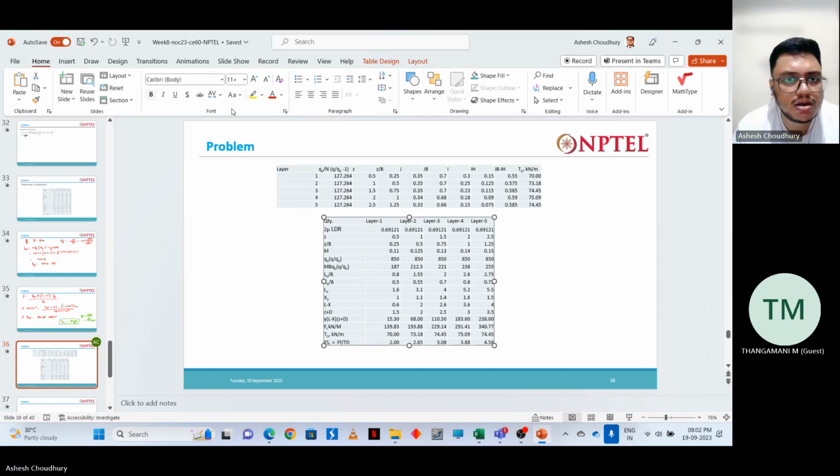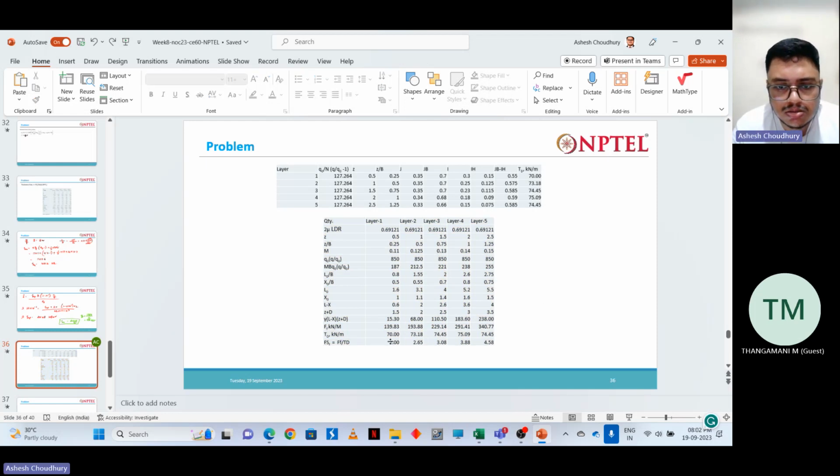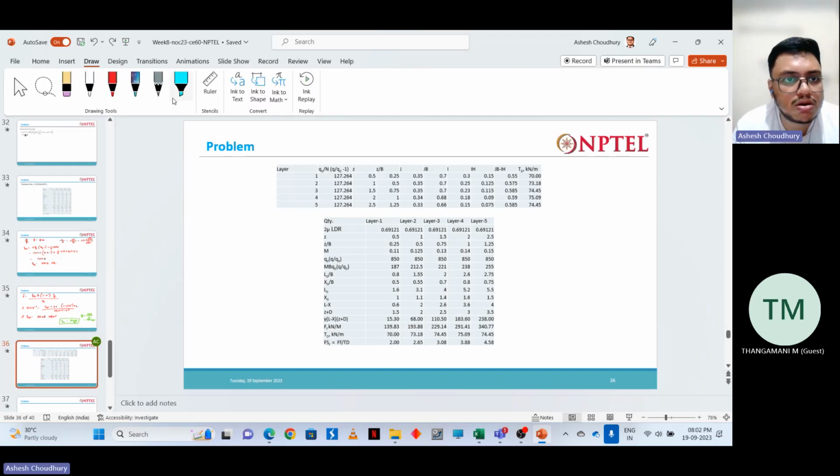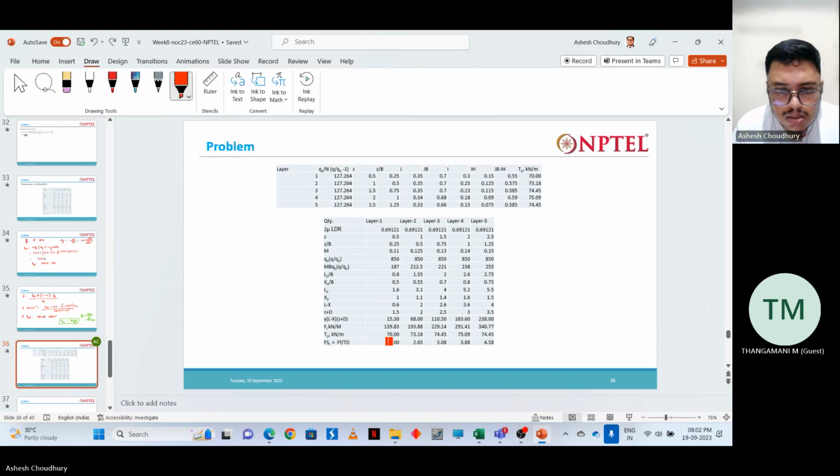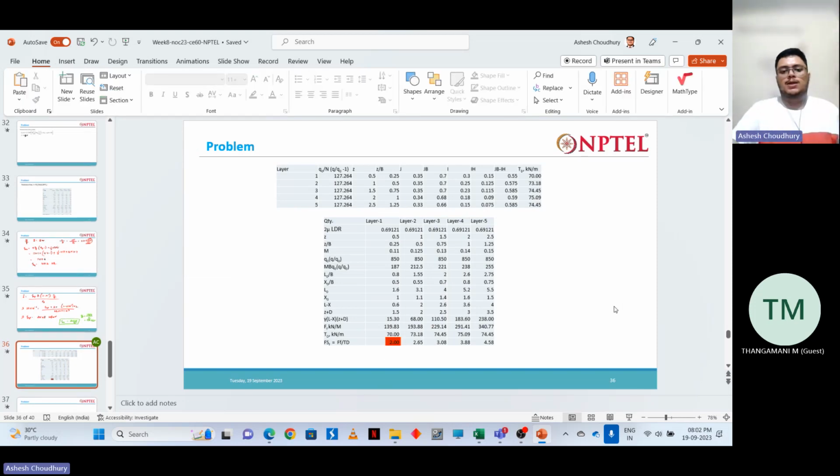Why did it come? So what I will do, draw. Okay. Done. So as you can see here, for the first layer, this vector safety is not coming greater than 2. All right. So what we can do, we can tweak the design a little bit.